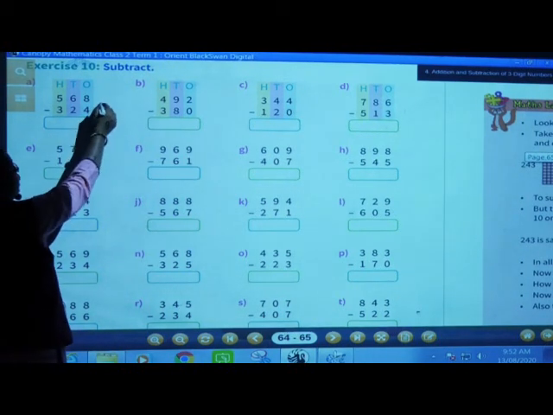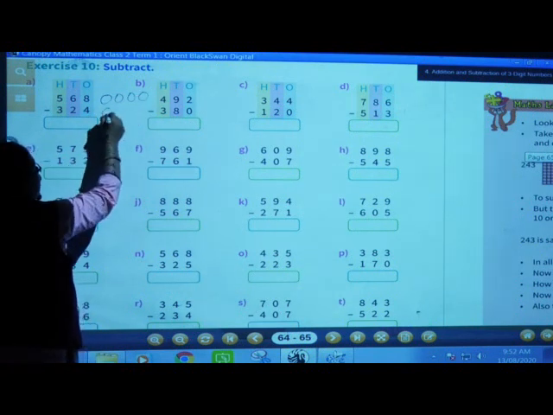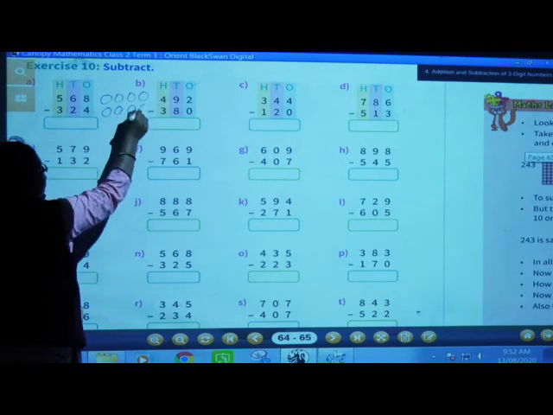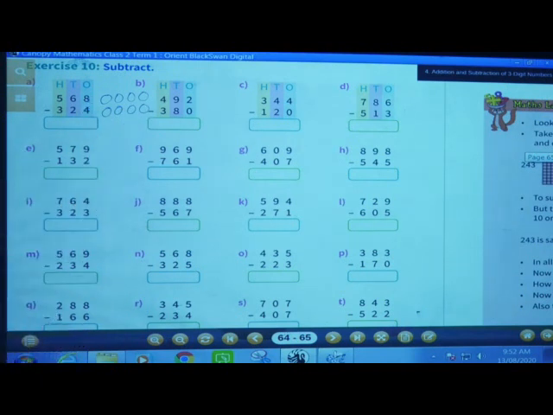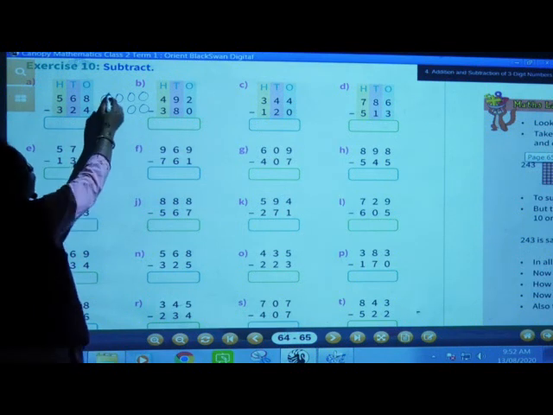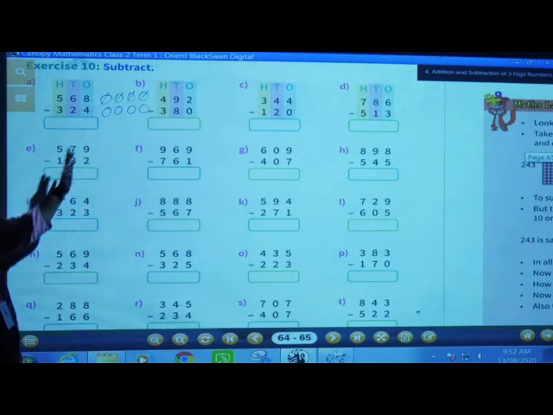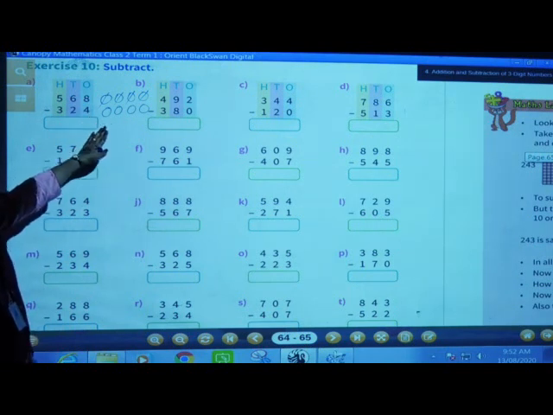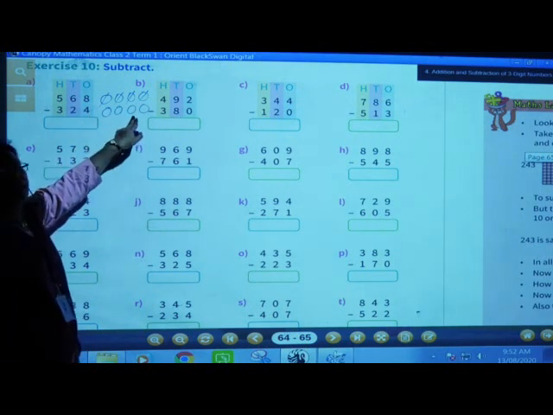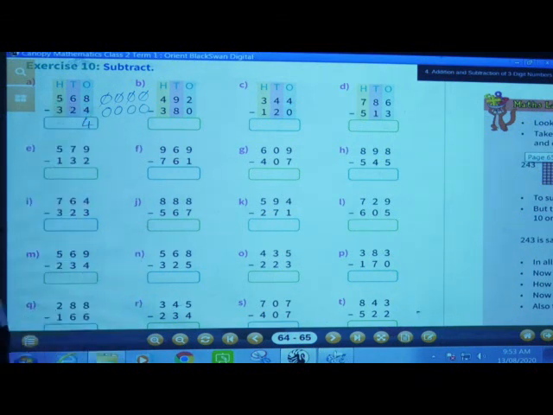Now you will draw your circles: 1, 2, 3, 4, 5, 6, 7, 8. How many circles are here? 8 circles. From these 8 you want to cut 4 circles. 1, 2, 3, 4. How many have you cut? 4. Then how many remain? 1, 2, 3, 4. So your answer is 4.